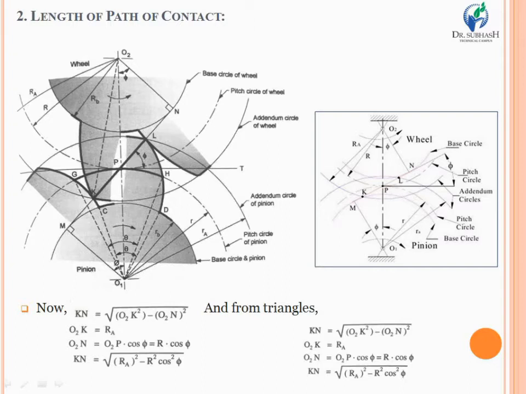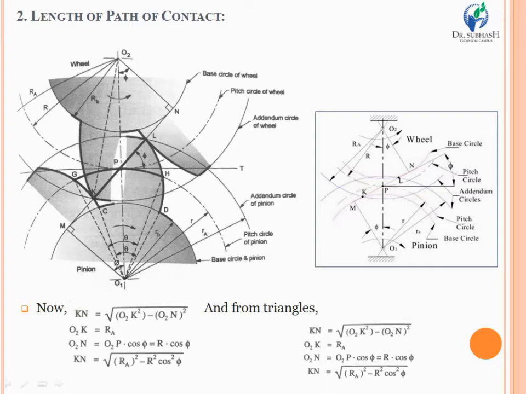Now if we are talking about the pressure angle, it is defined as the angle between the common normal at the point of contact MN and the common tangent to the pitch circles at the pitch point, TT. So this is what the pressure angle is.